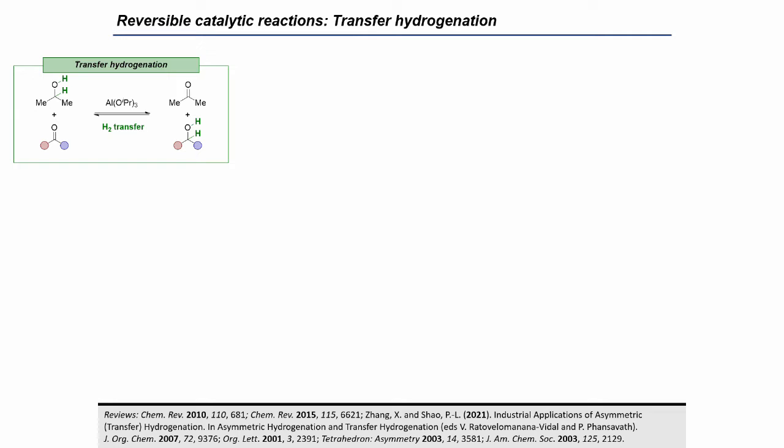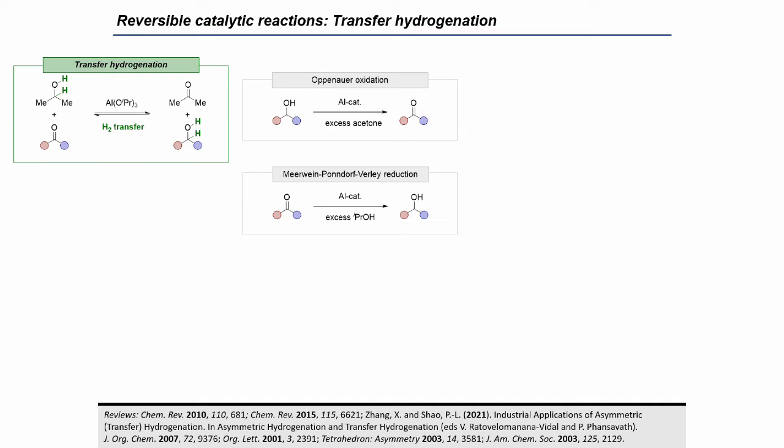Depending on whether the oxidation of an alcohol or the reduction of a carbonyl is the desired reaction, two name reactions have been developed, namely the Oppenauer oxidation and the Meerwein-Ponndorf-Verley reduction, both relying on the use of Lewis acids as catalysts.